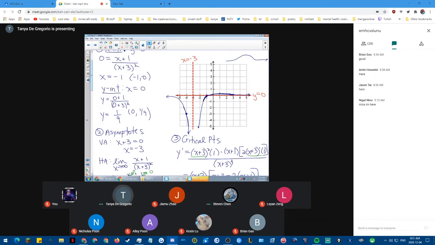Miss, how do you know the left side doesn't cross the horizontal asymptote like the right side does? Sub in a value. Sub in a value very, very small, like, I don't know, -1,000. And are you positive or are you negative? Positive. Are you below 0 or above 0? Oh wait, yeah, you're below 0. So that's how you know that it doesn't cross. Okay.